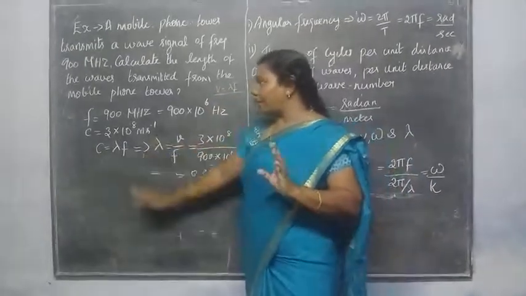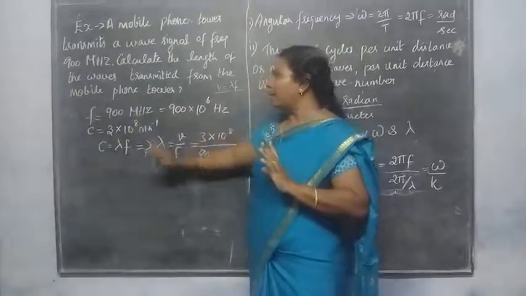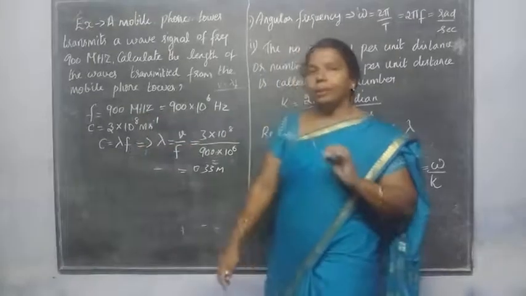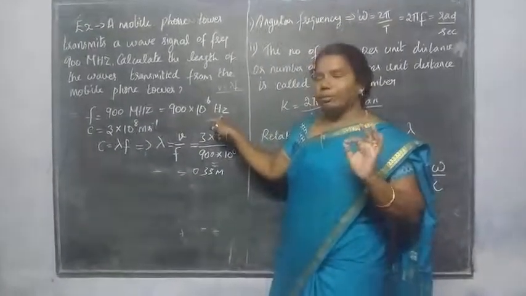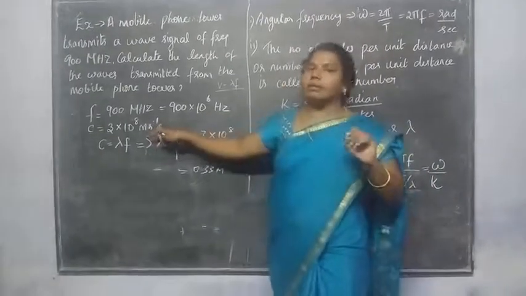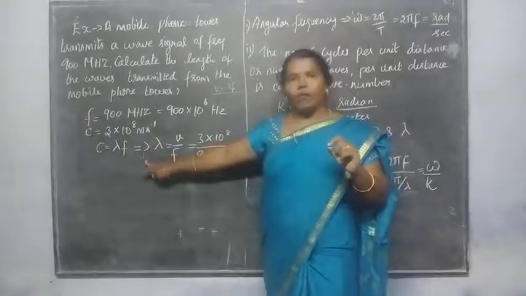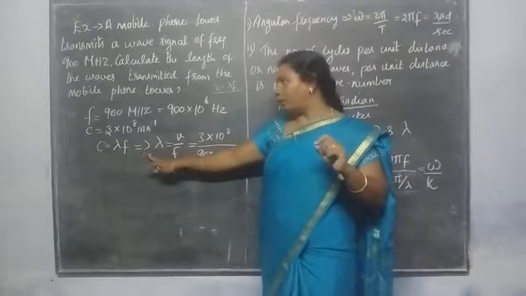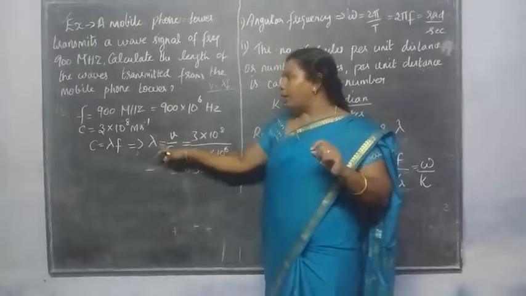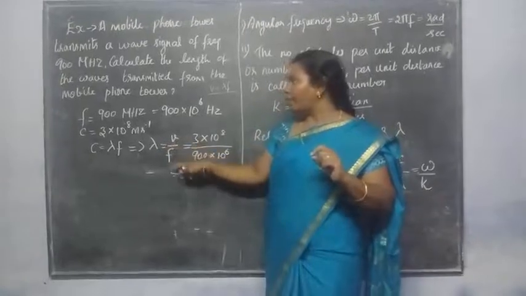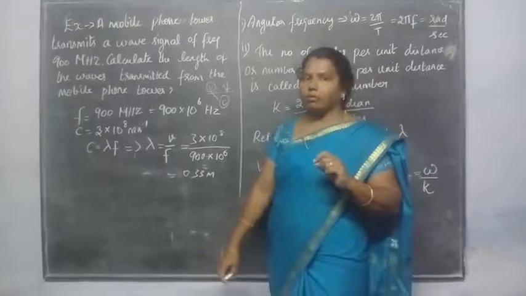So I am writing the formula. Before that, the given values: 900 megahertz, that is 900 into 10 power of 6 hertz. The unit for frequency is hertz. And the velocity of light is 3 into 10 to the power of 8 meter per second. So what is the general formula? c is equal to lambda into f. From that they are asking lambda, so lambda is equal to c by f or v by f. You can use both terms, they must be equal.